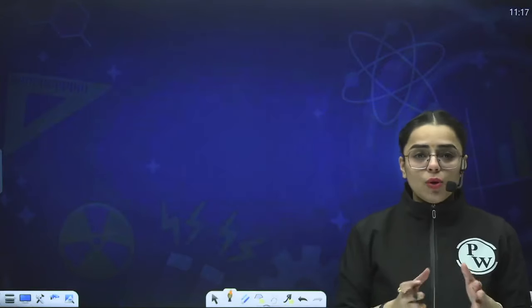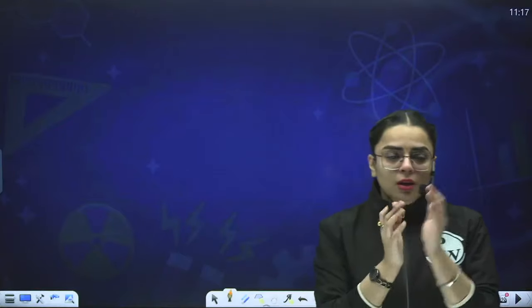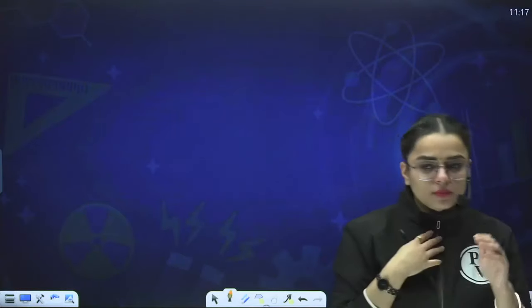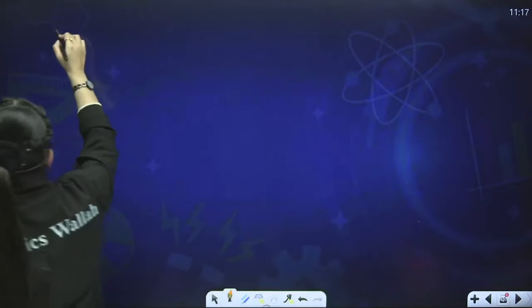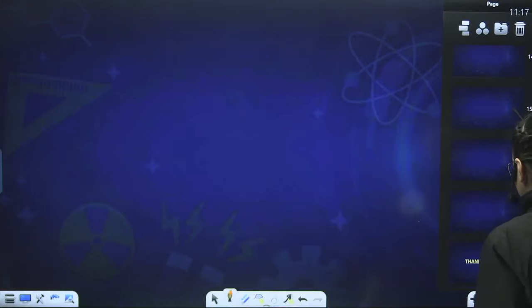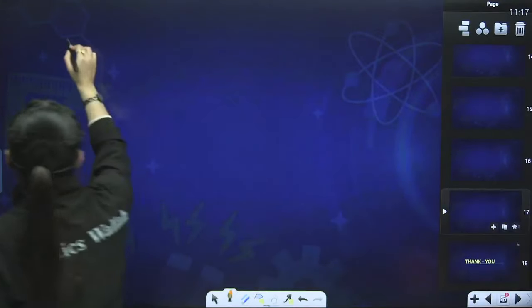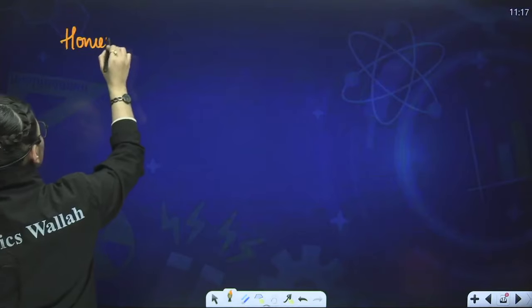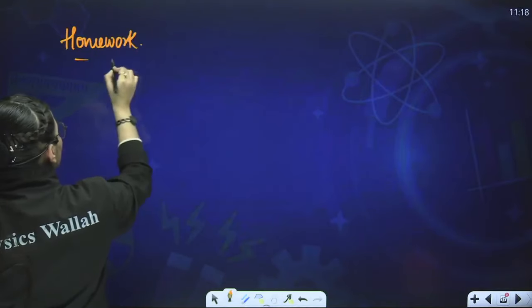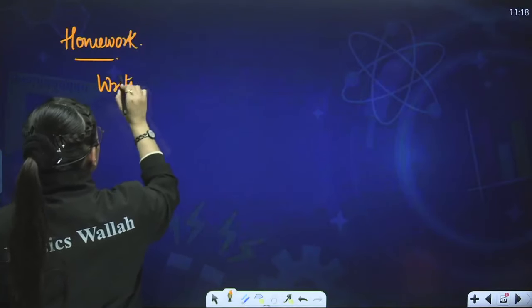Now, students, when I talk about the electronic configuration, there is homework for you. I will be giving its answers in the next lecture, but I want you to try it once by yourself. Okay, so you have to write. This is your homework question. We shall write it in the homework segment only. So, there is a homework question for you all. Write electronic configuration.